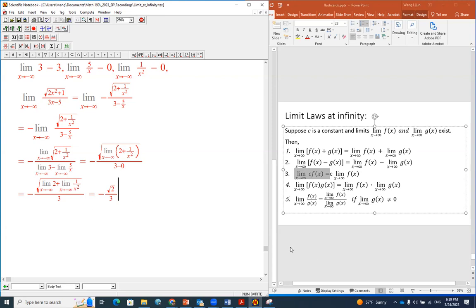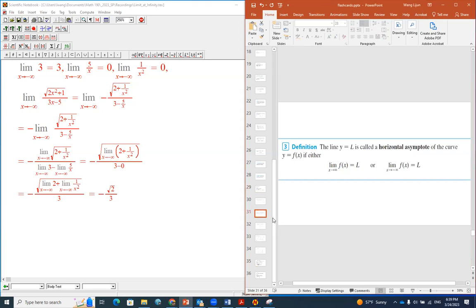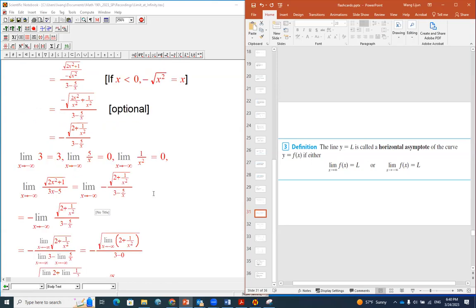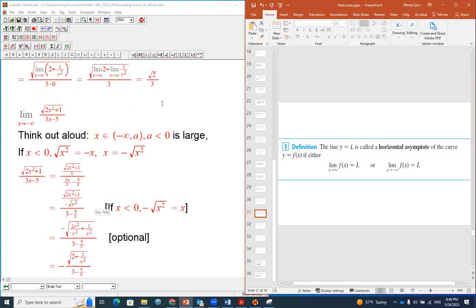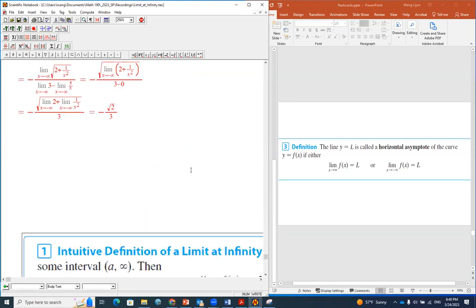Okay, so we have, according to the definition of horizontal asymptote, right? We have two horizontal asymptotes. One is negative root 2 over 3, when x is approaching negative infinity. And the other one is root 3 over 2, when x is approaching positive infinity. So we have two horizontal asymptotes.